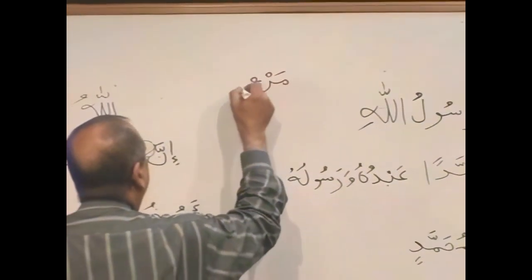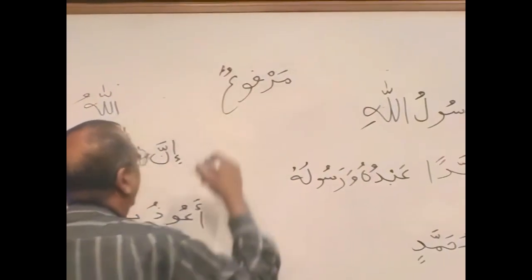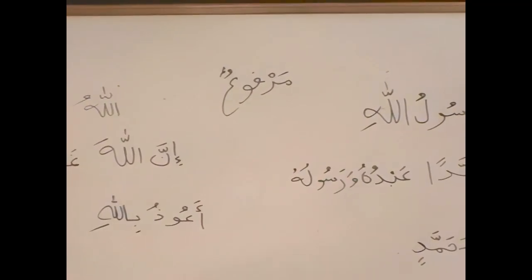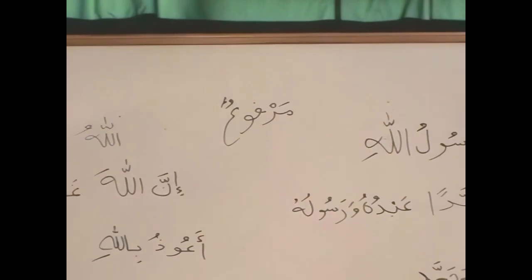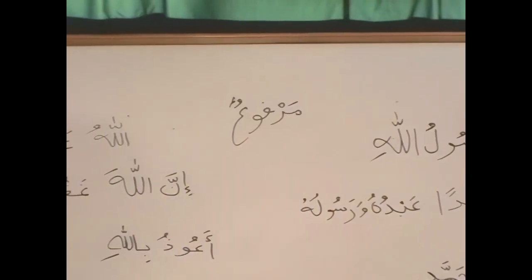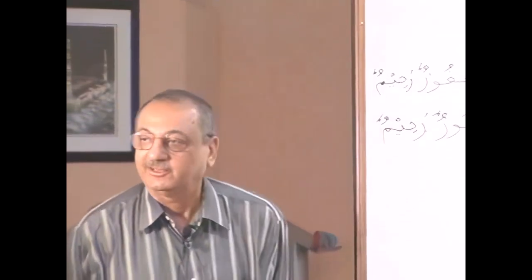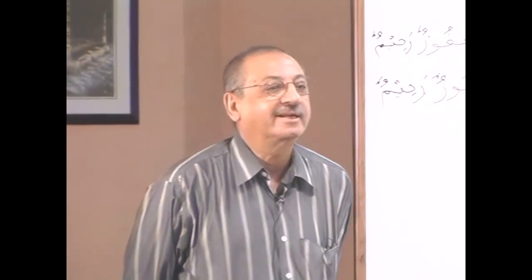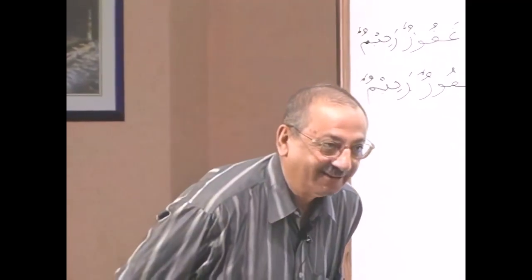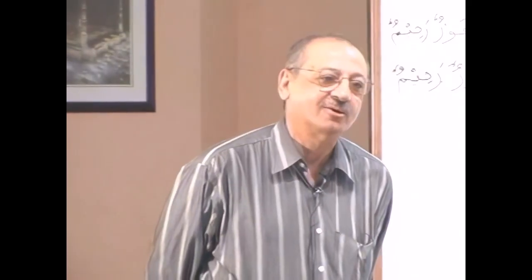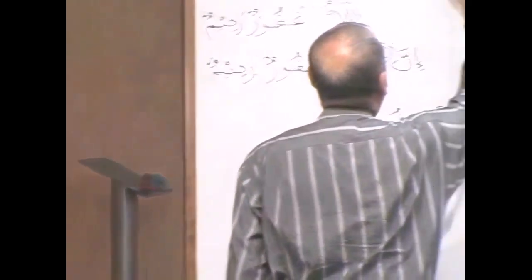What is it called, brother? This you will have to memorize. Marfu. Are you with me, brothers and sisters? If the noun ends with a dhamma, you will call it marfu. You will say the noun is marfu. Okay? What do you call it in English? You will call that it is in nominative case. Brother, if you are comfortable, we will use some English terms, but later on you will be most comfortable with Arabic terms. Marfu is nominative case.